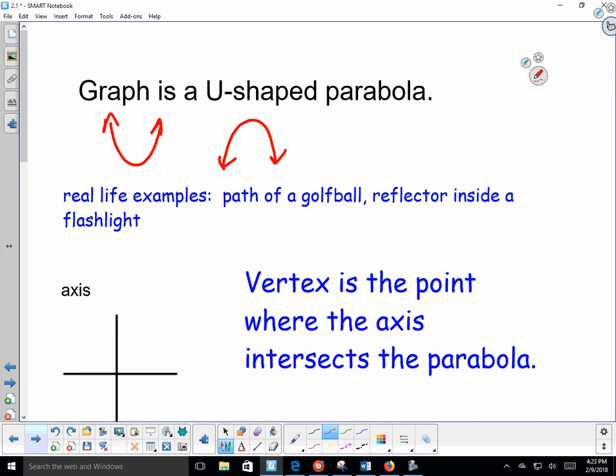The path of a golf ball. If you're hitting a golf ball, the path that it makes in the air before it hits the ground is a parabola. If you've ever opened up a flashlight, this is kind of the cross section of our flashlight here. There is a bulb that's lighting the way, and there is a reflecting dish, a shiny thing that's going to force all of the light, whenever it hits it, to bounce straight off it, and that's why you get a beam of light coming out of the flashlight. So, lots of examples of parabolas in real life.